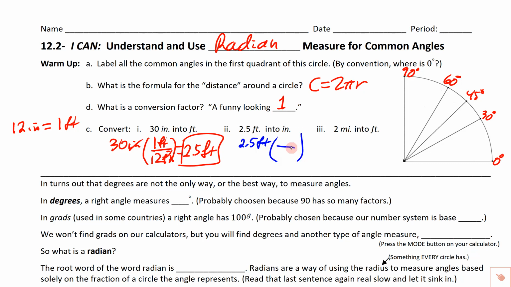We are. Because what I want to cancel off is feet. So I'm going to put feet on the bottom. I'm going to put inches on the top. And I've got 12 inches here, and I've got 1 foot right there. Does everybody agree that this is the same thing over same thing? Yes. So this is a funny looking one, right? But that funny looking one is going to allow us to convert from feet, because they cancel, and then 2.5 times 12 is 30 inches. Okay, everybody good there?